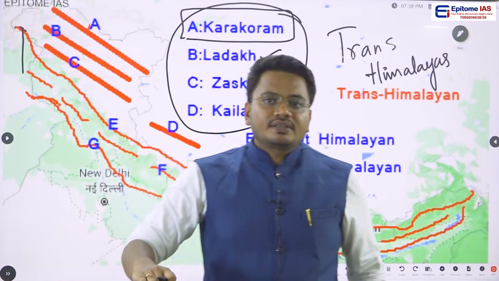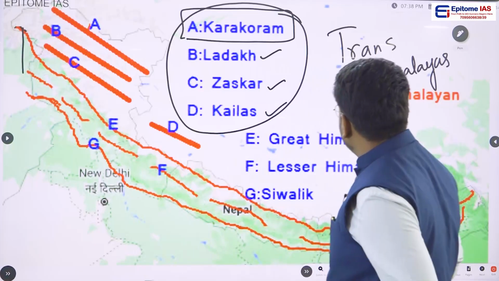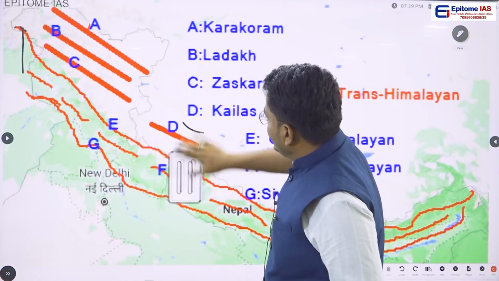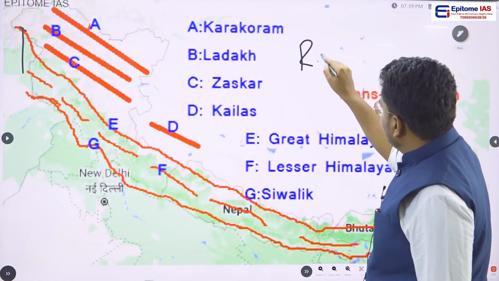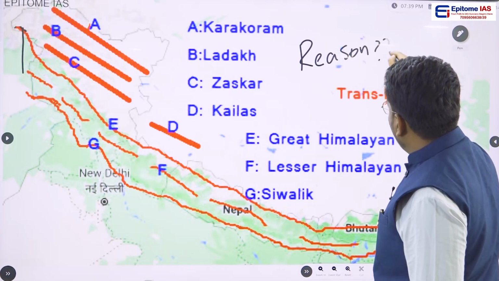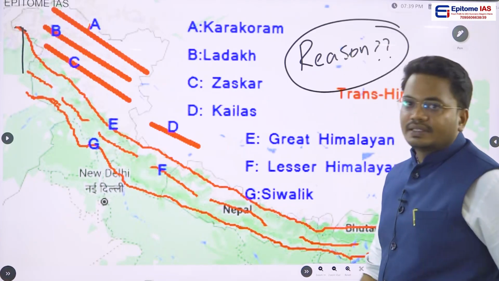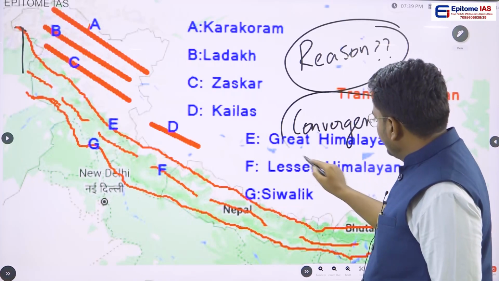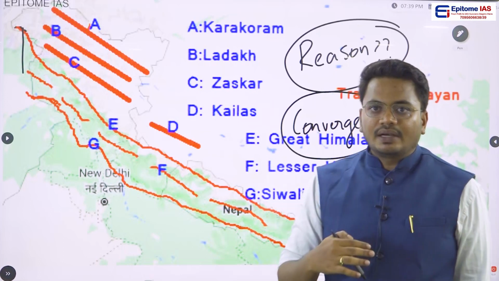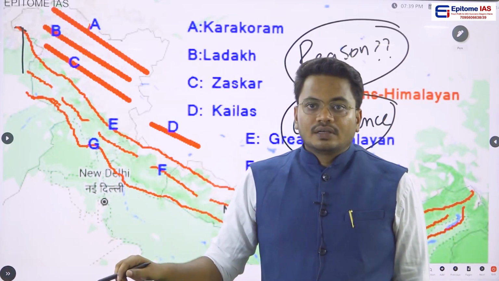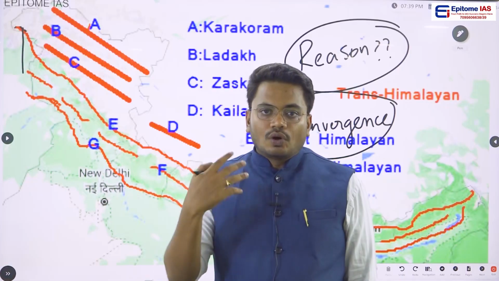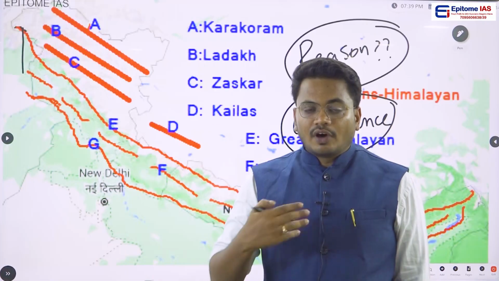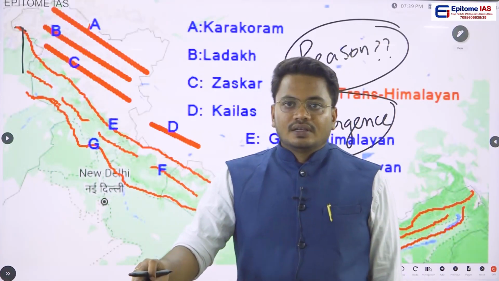Now, the point is how these Himalayan ranges were formed. What is the reason for the formation of these Himalayan ranges? These Himalayan ranges were formed because of convergence. What is meant by convergence? Convergence is nothing but coming closer, right? Now, which continents came close to each other so that the formation of the Himalayas resulted?